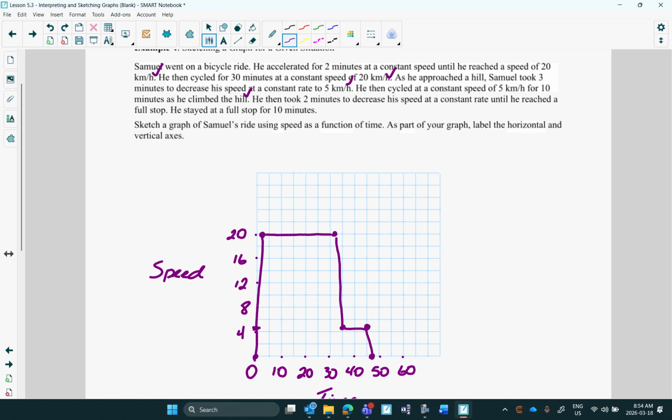So we're at 47 and he stayed at 0 for 10 minutes. So we go from 47 to 57, about this. And that's what the graph should look like. Okay? So out of this, you should be able to read relations off a graph, actual relations. And you should be able to graph a relation given a situation.